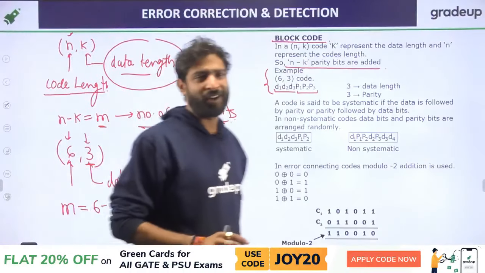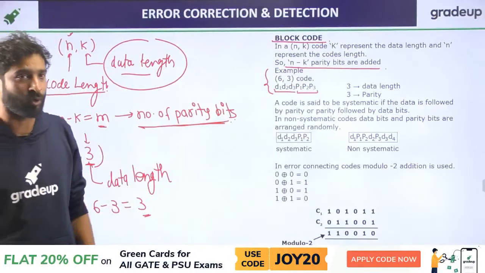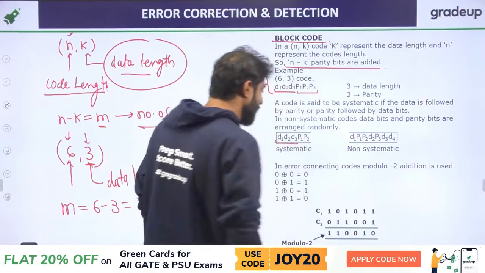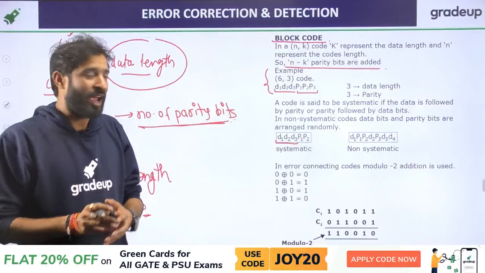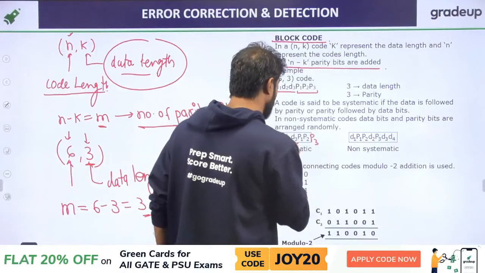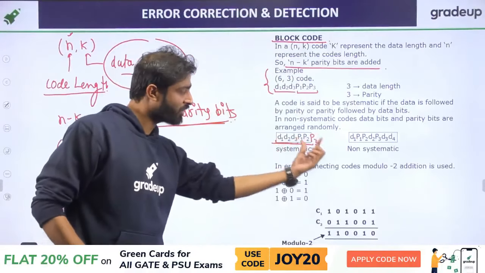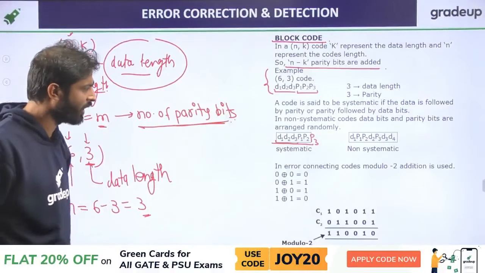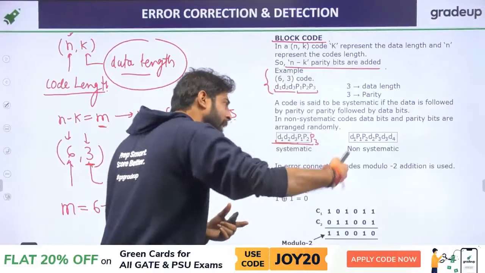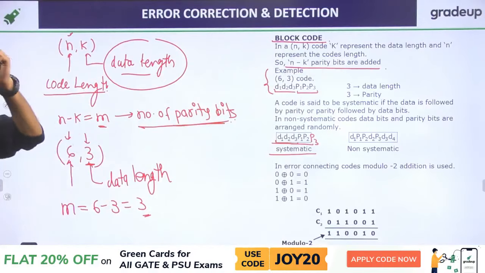Now the code is split into 2 parts. One is the systematic code, another one is the non-systematic code. Now what is the systematic code? If data is represented or written separately and the parity bits are written after that data, then that type of code is called systematic code. So we know that in this code there will be 3 data bits and 3 parity bits. If I write the data first and all the parity bits after it, then that code is called what? Systematic code.